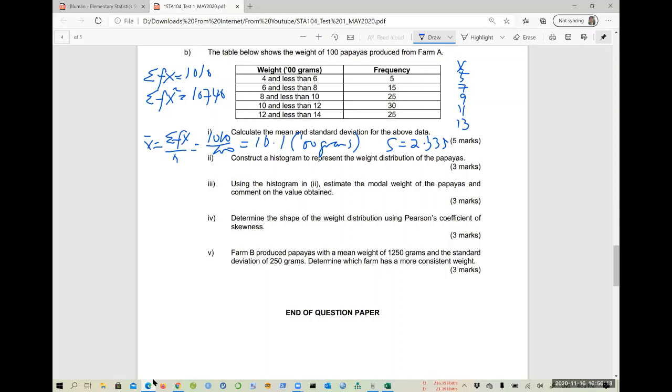And then the second question asks you to construct a histogram to represent the weight distribution of the papaya. The histogram. So starting with the lower boundary, you have 4, 6, 8, and then you have the frequency 5, 15, 25, 35, 30, and 25. So let me just roughly draw it here.